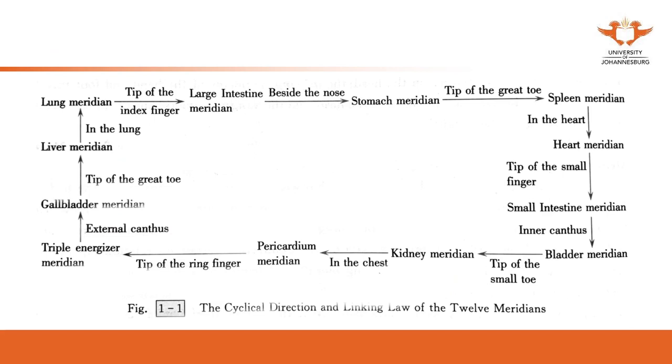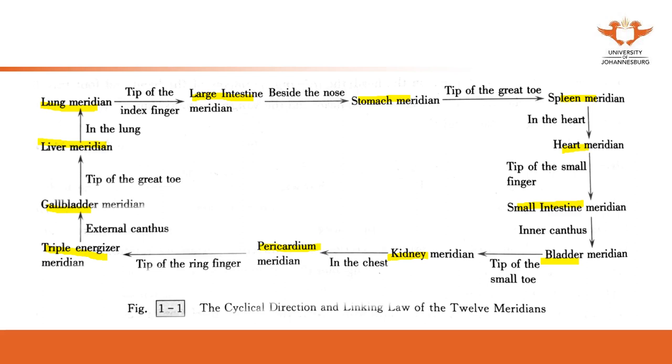The lung meridian travels to the large intestine, the large intestine goes to the stomach and spleen, then the heart, small intestine, bladder, kidney, pericardium, san jiao, gallbladder, liver meridian.